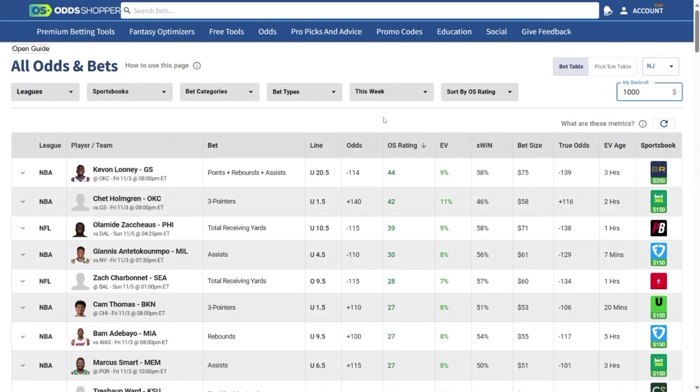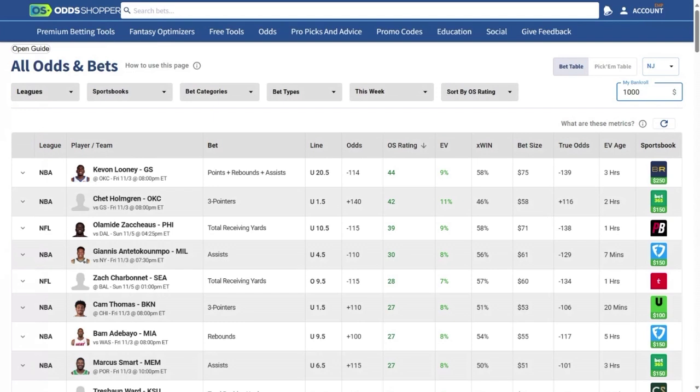Now, the other things you're going to see on screen are, well, what are the actual bets? Because you'll see right here, Kevon Looney, points plus rebounds plus assists, the line here is projected for a fair line of minus 139. The actual odds are minus 114 on under 20.5 points plus rebounds plus assists. That equals out to an expected EV of 9%. And then OddsShopper is recommending a $75 bet based on you having a $1,000 bankroll.